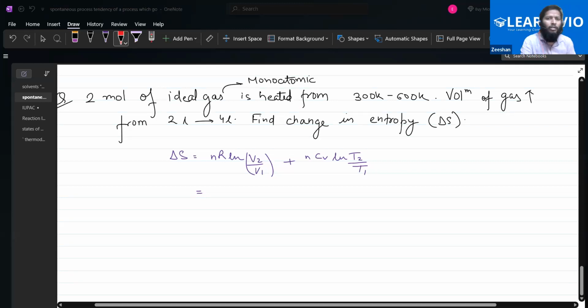What is the CV of monoatomic gas? Anybody? Check out this question. See, I'm giving you some hints. So n is given, right? 2 mole. R is already known, and the volume term is V2 by V1. This is V2, this is V1, right? And n is given. CV, anybody comment on CV?